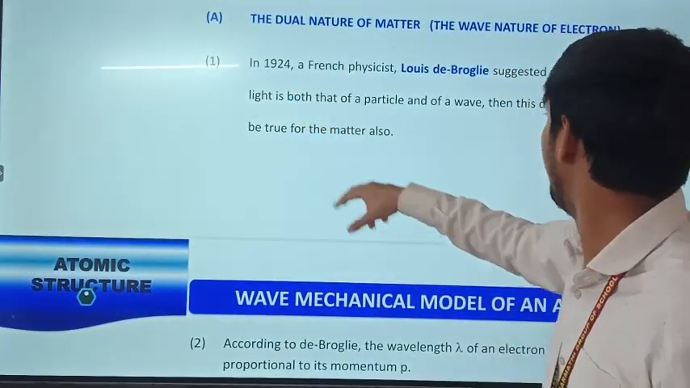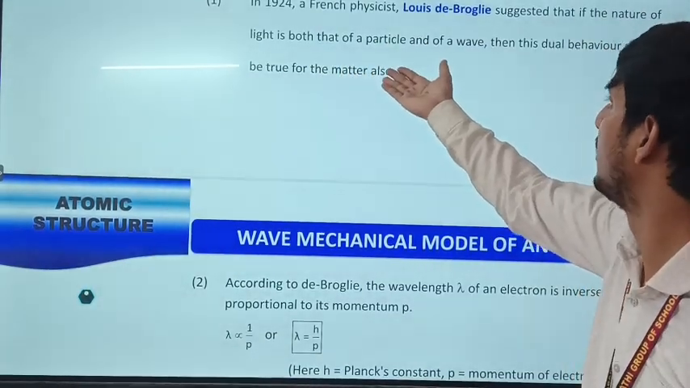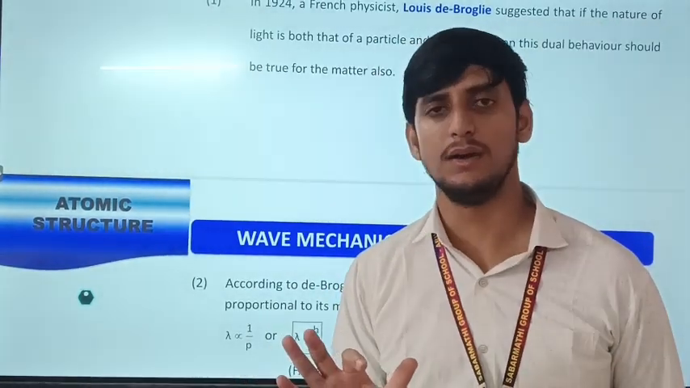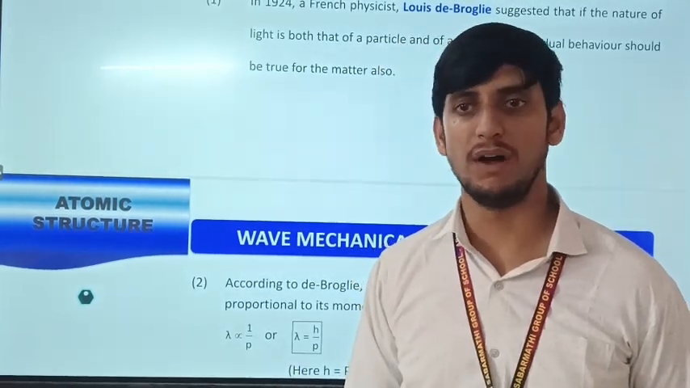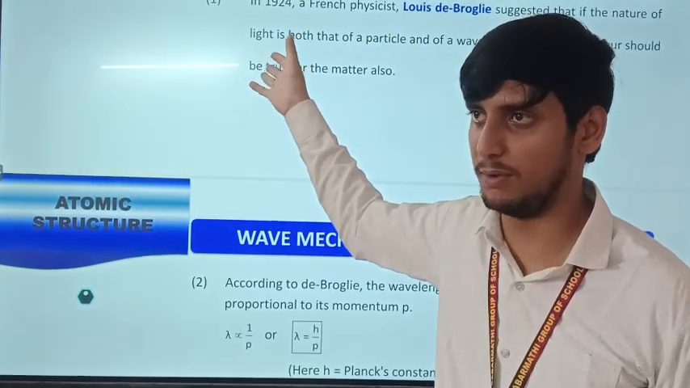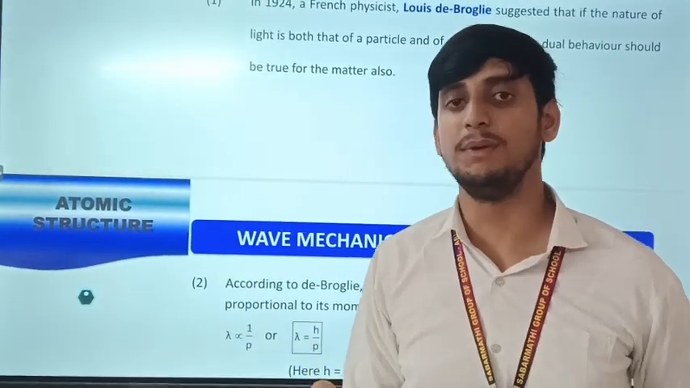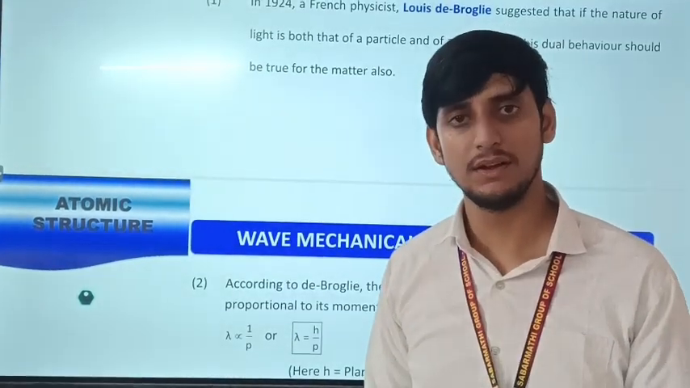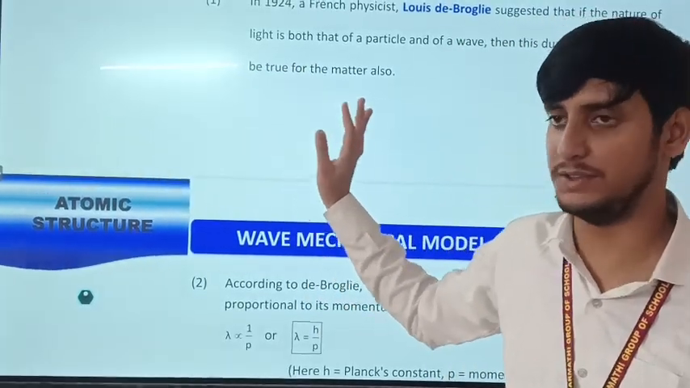So friends, Louis De Broglie suggested that the nature of light is both a particle and a wave. If light can show both wave and particle nature, then electrons can also show wave and particle nature. For this line only, De Broglie got the Nobel Prize. It was further proved, and for this idea he got the Nobel Prize. Okay.